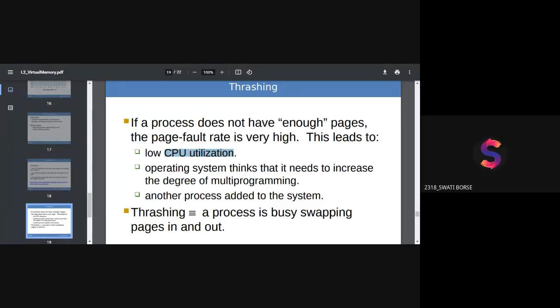What is degree of multi-programming? The number of processes currently in execution in the main memory. So the number of processes currently in execution in main memory is called multi-programming. Yes, you are right, Swati. And what is throughput?